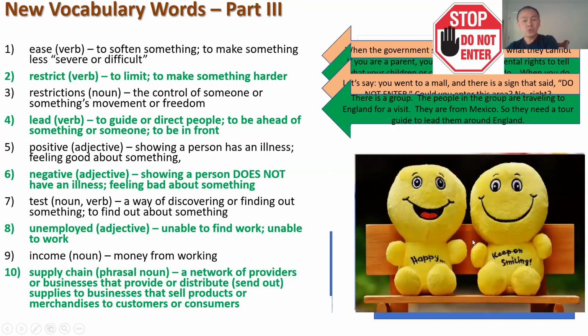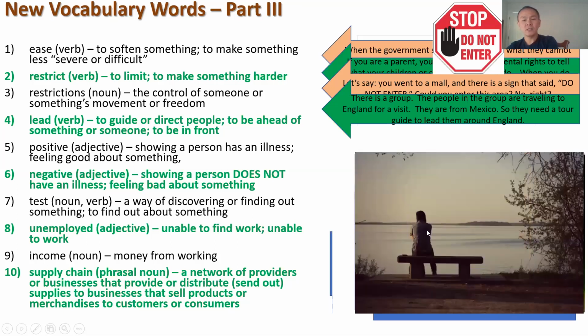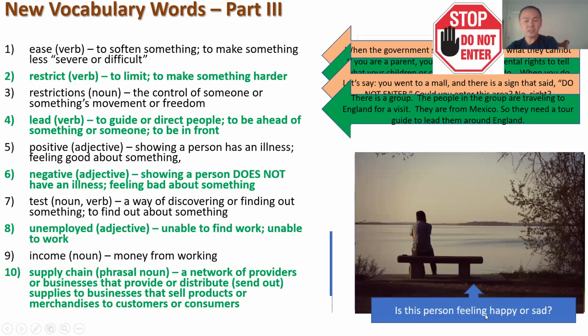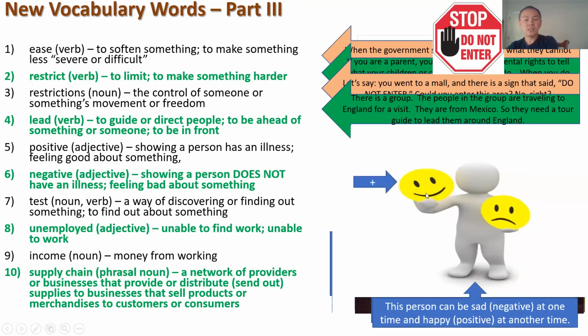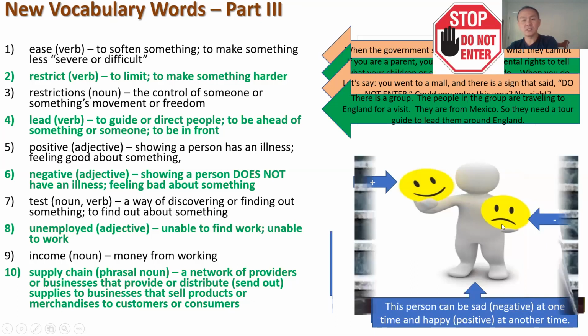You see two teddy bears. They look very happy. They look very joyous, okay? So they are feeling positive. Now look at this person. This person may be feeling sad. So is this person feeling happy or sad? Well, from the picture, you can see this person can be sad, or maybe not, or can be happy at another time. So as you can see here, this is positive, this is feeling negative.